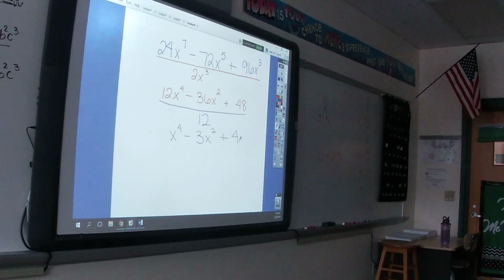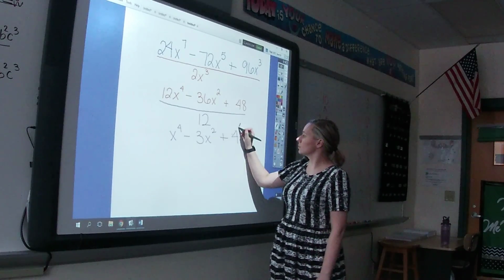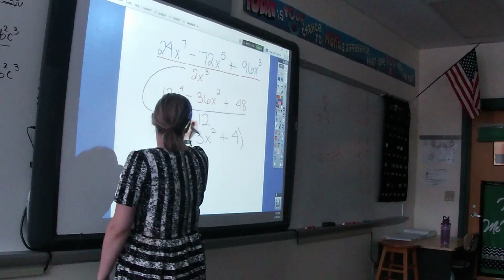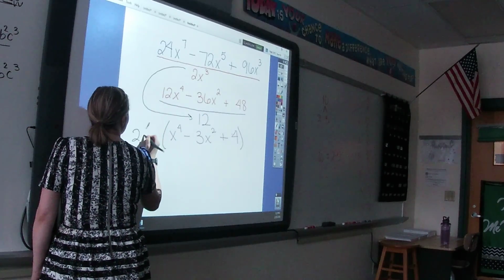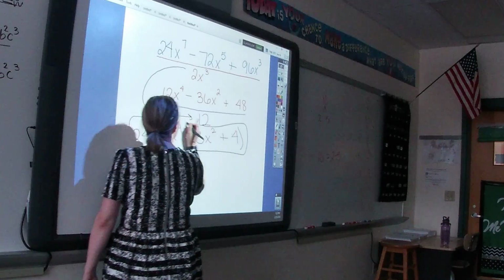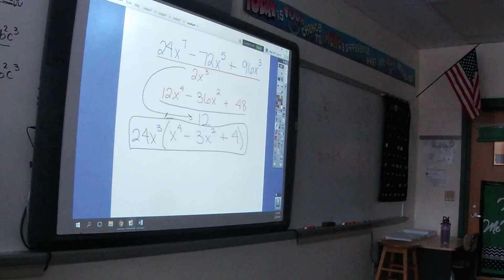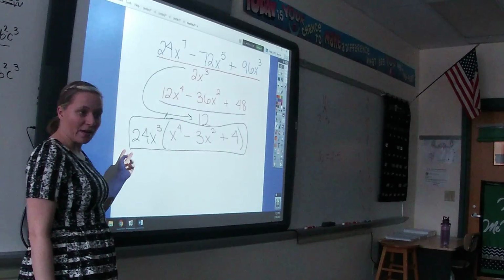Does anything go into 1, 3, and 4? No, so what's our GCF? Right, we multiply: 12x to the third. And we're going to put that out in front and wrap the rest that was left over in parentheses. Okay, so do you see how we're doing exactly what we were doing before? We're just adding the parentheses and putting the GCF out in front today.